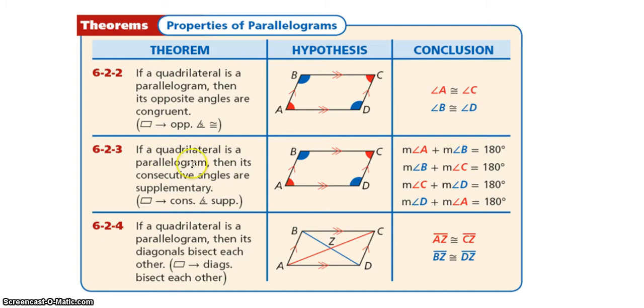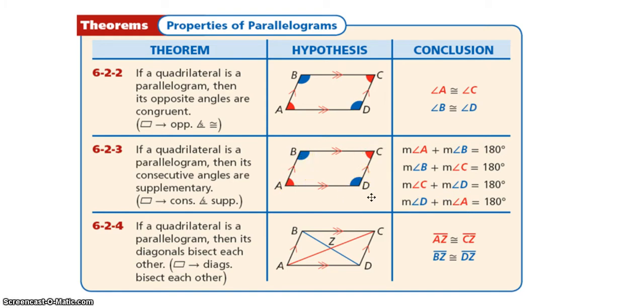Also, if a quadrilateral is a parallelogram, then its consecutive angles are supplementary. This is quite cool. So angle A and B together, A plus B, equals 180. We could go the other way. Measure of angle A and measure of angle D, see right here, is 180. So any 2 consecutive angles in a parallelogram have a sum of 180.